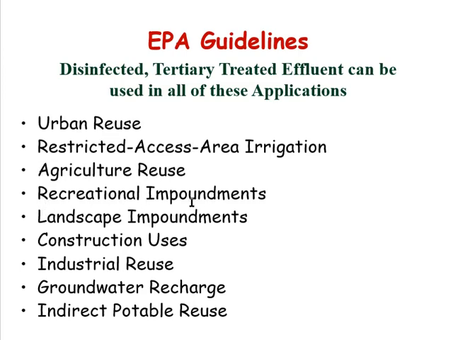Recreational impoundment, we can use the wastewater to make ponds, lakes, so people can go and have a picnic over there. Landscape impoundment. Landscape means the greenery in the area. For example, in the street you see on both sides the green area, that is the landscaping. Construction use, you can use this wastewater for mixing the cement and the sand to make concrete. Industrial use, for example, in heating water, the boiling in the boiler, heat exchanger, you can use this water. Groundwater also you can recharge with this one, and sometimes indirectly you can reuse it as potable water, meaning drinking water.